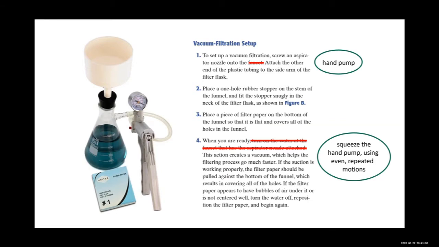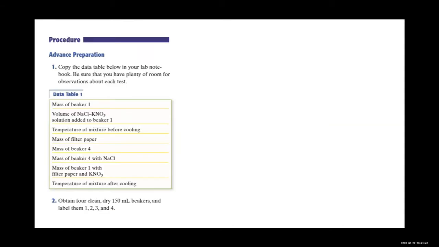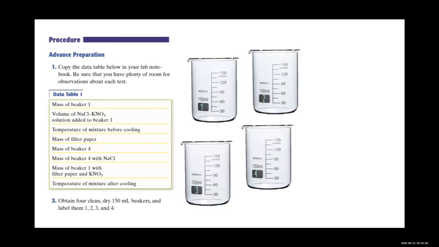If the filter paper appears to have bubbles of air under it or is not centered well, turn the water off or stop squeezing the handle. Reposition the filter paper and begin again. As preparation, copy the data table below in your lab notebook. Be sure you have plenty of room for observations about each test. We actually have a copy of this in our binder, so all you really need to do is fill the data in on each line. Obtain 4 clean, dry 150 milliliter beakers and label them 1, 2, 3, and 4.